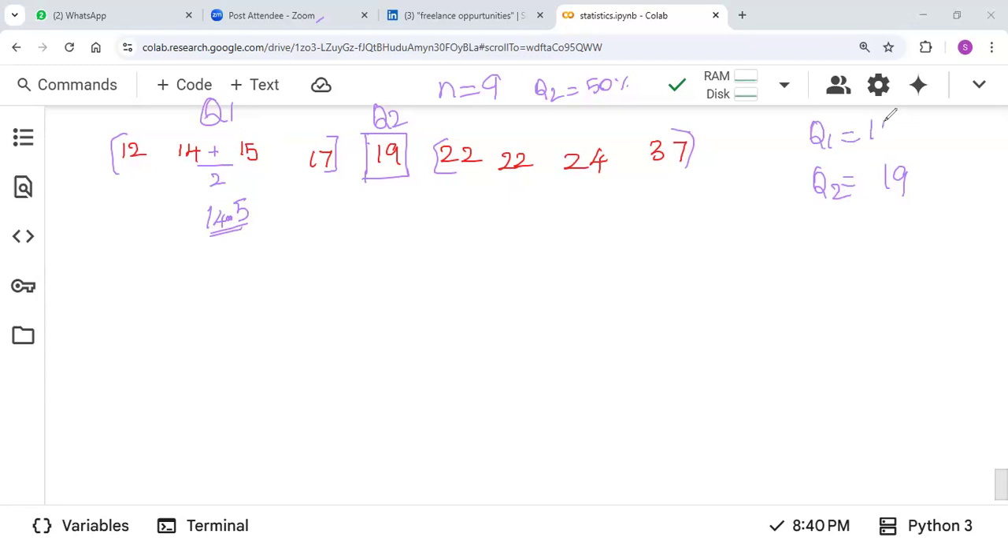So this 14.5 is going to be the Q1 value. Q1 value is going to be 14.5. Right? Which means Q1 represents the 25 percentile of your data. Again, what is 22 plus 24 divided by 2? Because again, you need to calculate the median, right? So this is going to represent Q3.